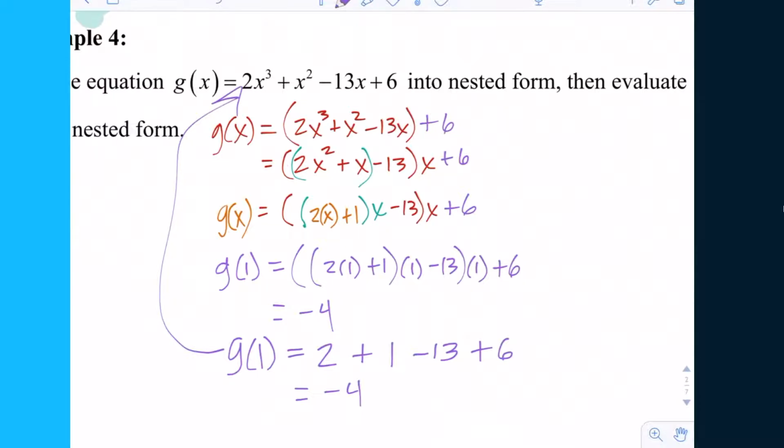I plugged in a 1 here. 1 cubed is pretty easy. But if I were to plug in like a 3, 3 cubed is already getting kind of big. 4 cubed even bigger. 5 cubed even bigger. So you don't have to exponentiate when you use the nested form. It's just 2 operations, right? Multiply and add, multiply and add, multiply and add. So it's just a slightly different arrangement of factors that leads you to that.